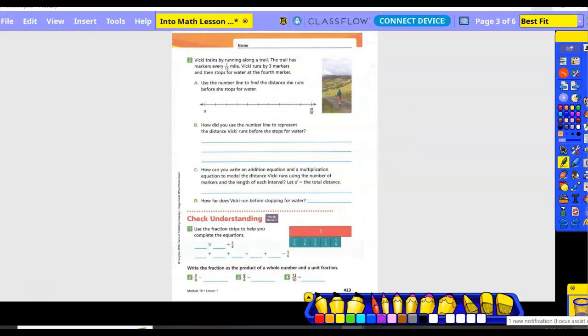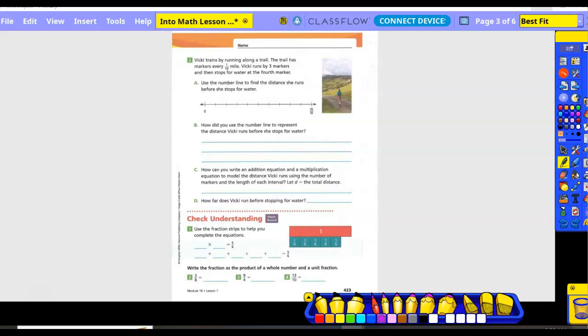Number 2, Vicky trains by running along a trail. The trail has markers every 1/10 of a mile. Vicky runs by 3 markers and then stops for water at the 4th marker. Use the number line to find the distance she runs before she stops for water. Okay, so we know that each check mark is equivalent to what fraction? 1/10, right?